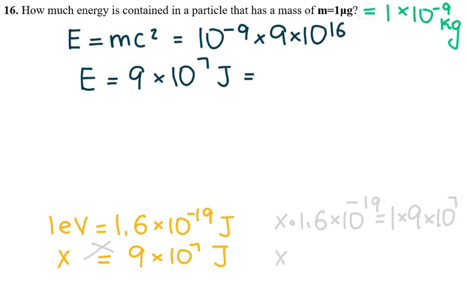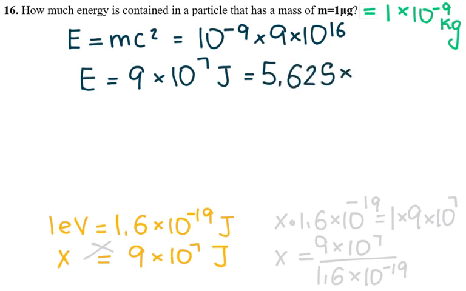So if I want to see what my answer is going to be in electron volts, I have to divide this number by the electron volt. So x is equal to 9 times 10 to the 7 divided by 1.6 times 10 to the negative 19. So my answer in electron volts is going to be equal to 5.625 times 10 to the power of 26 electron volts.